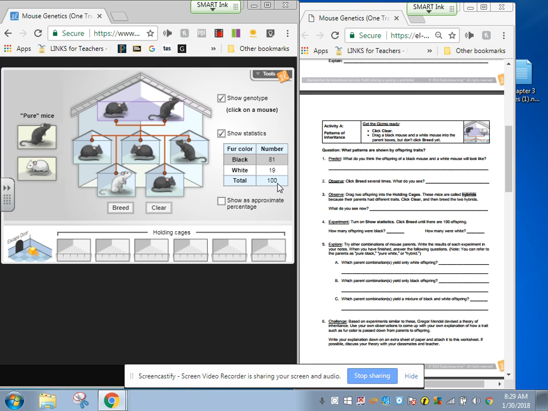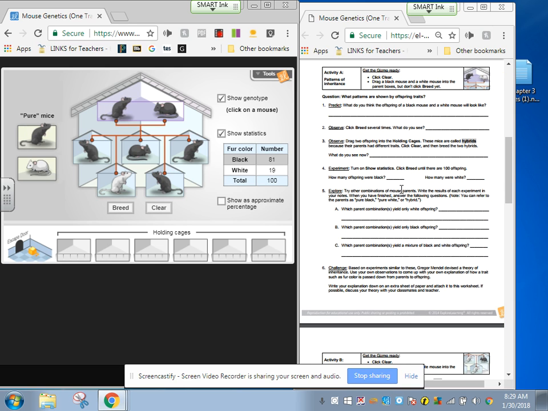All right, so I got up to 100 and it tells me how many offspring were black. For me, that was 81. You might have a different number. You might have 75. This is probability, so we'll have different numbers. How many were white? Well, out of my 100, 19 of them were white.